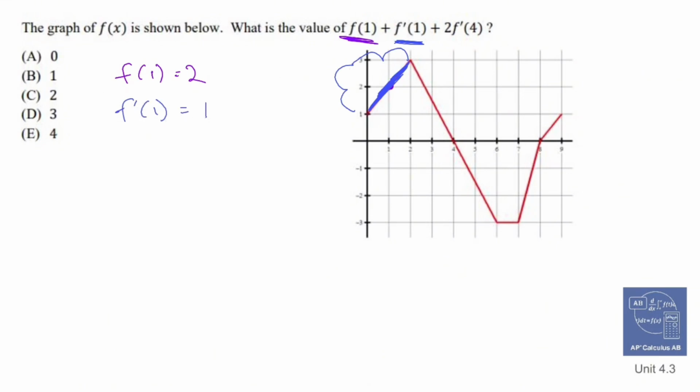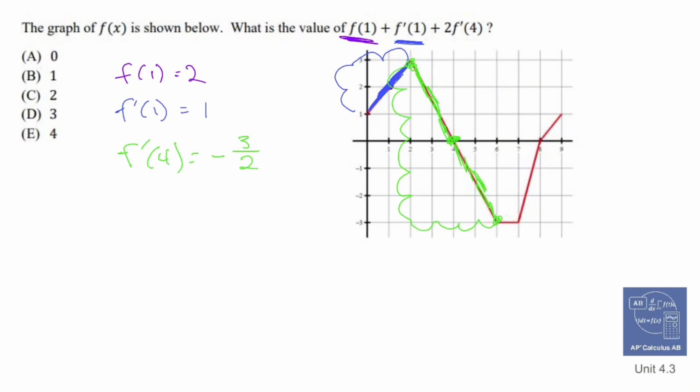f prime of 4 is asking, what is my slope at 4? Here's 4, and it's attached to this line right here between those two points. So I care about the slope of this green line that I'm drawing. This is a negative slope, so down 1, 2, 3, 4, 5, 6 over 1, 2, 3, 4. So f prime of 4 is negative 6 over 4, which is negative 3 over 2.